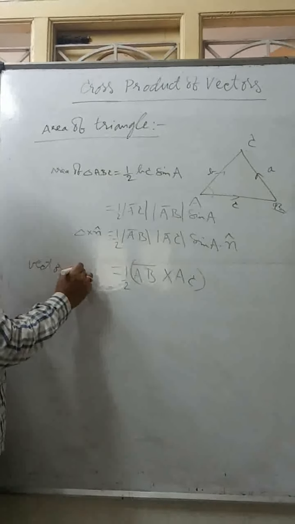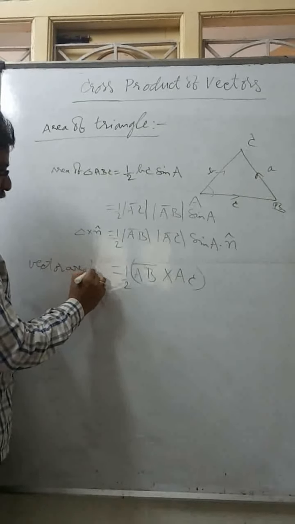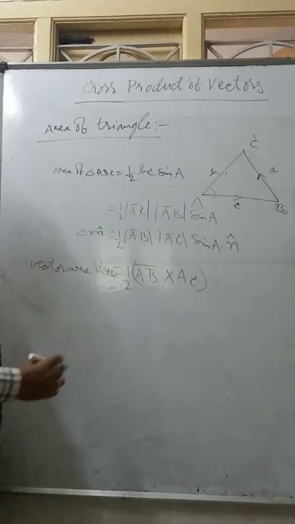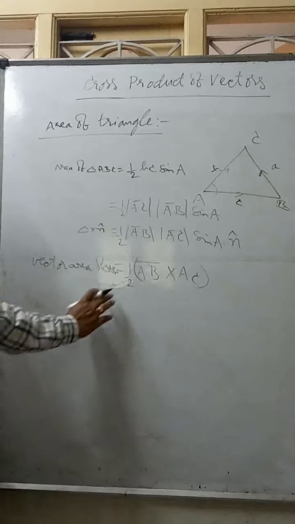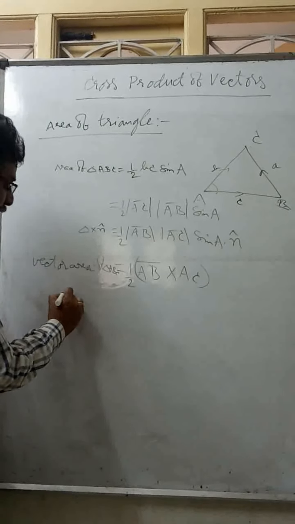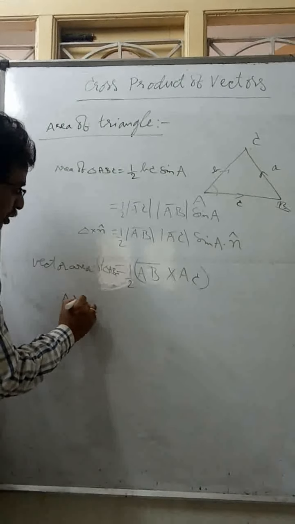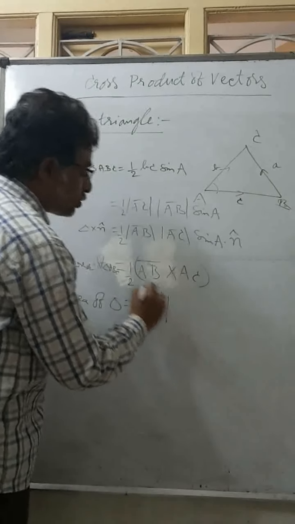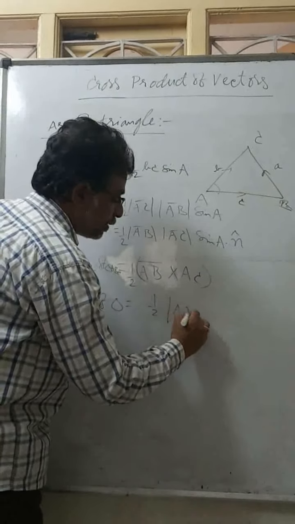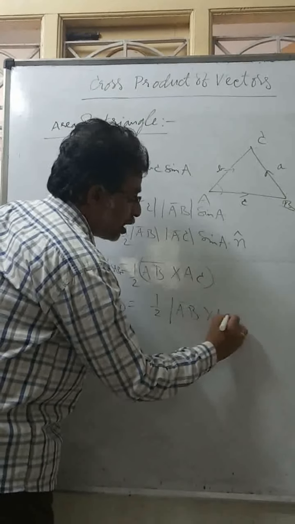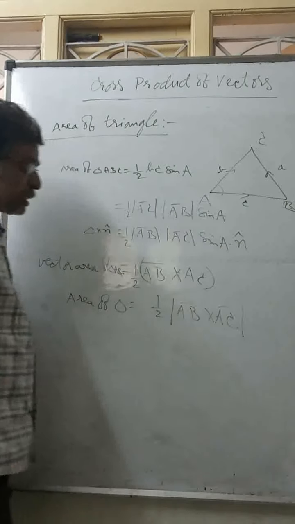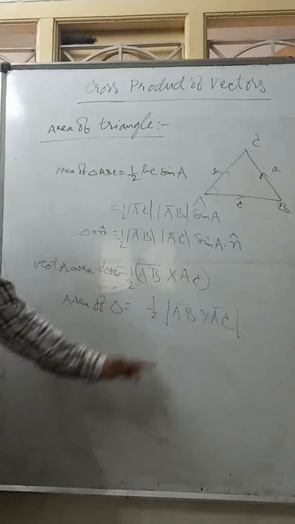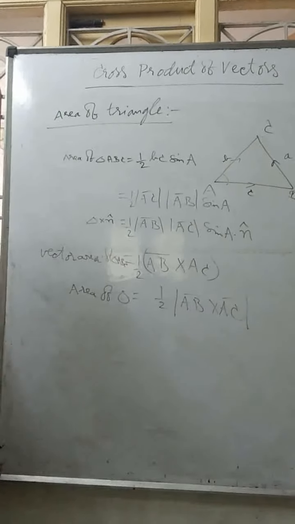vector area of triangle ABC. Now, if I want the magnitude of this area of the triangle, I can simply write the modulus of AB cross AC. Area of triangle equals half into the modulus of AB cross AC.